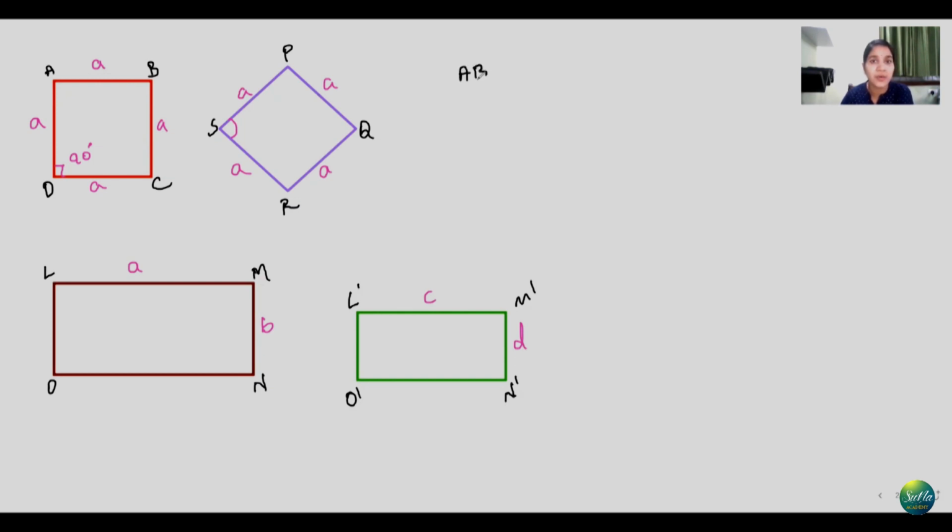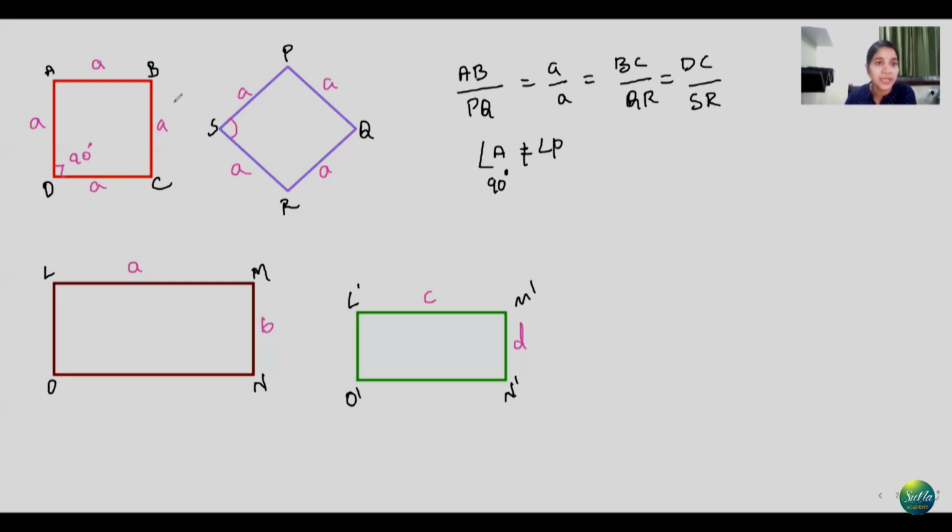Why? If we talk about their corresponding ratios, AB by PQ equals A by A, which is again equal to the ratios of the other sides, that is BC by QR. So it is true for all the sides, which is again A by A. If you take DC by SR, it is also equal to A by A, and it is true for the other two sides also. Now, for the corresponding angles, angle A is not equal to angle P, because angle A is 90 degrees, whereas angle P is not 90 degrees. So in this case, a square and a rhombus are not similar figures when we consider the corresponding angles.